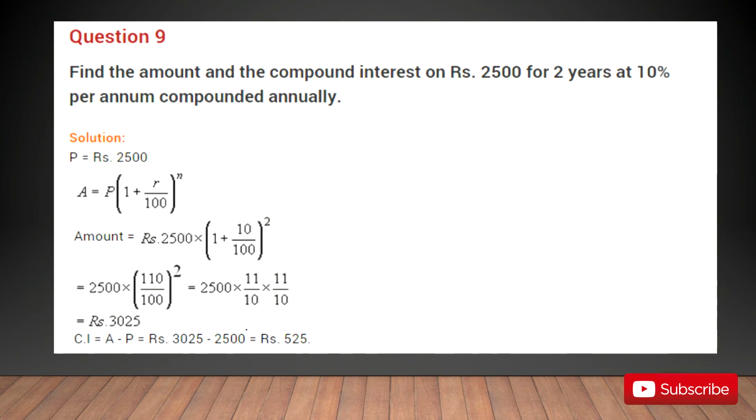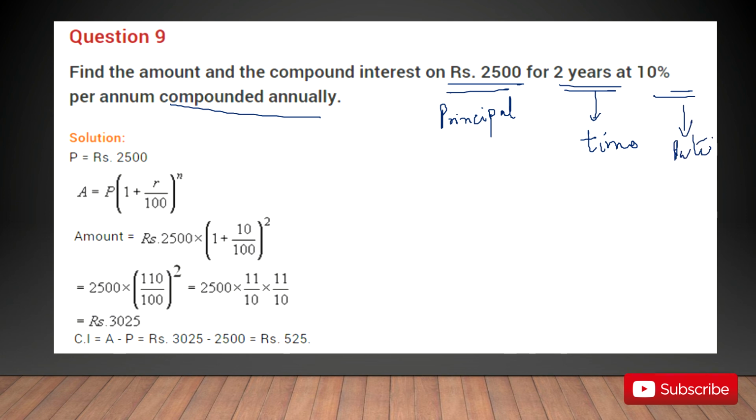Ninth question. Find the amount and the compound interest. The question is asking me to calculate both things together. So this is the principal, and this is the time. And again it's saying compounded annually for 3 years. Okay, so this is the rate. When I put the values in the formula, principal 2500, 1 plus 10 upon 100 to the power 2, multiplying 11 into 11 multiplied by 2500, I've got the answer as 3025.